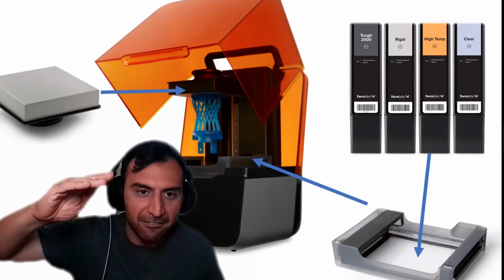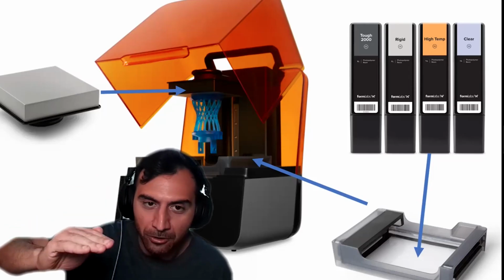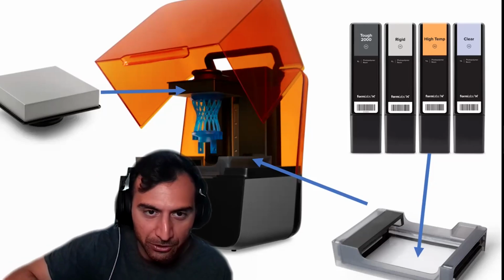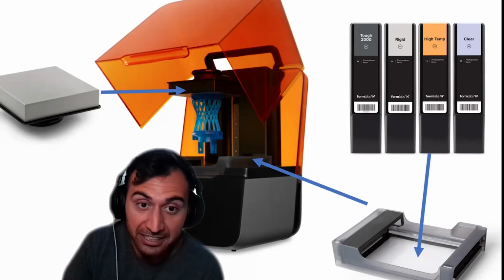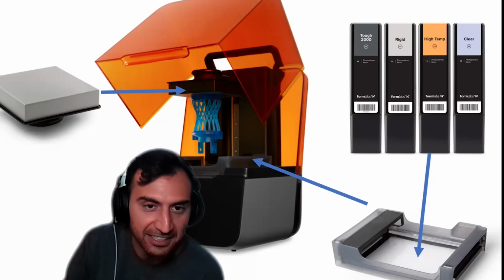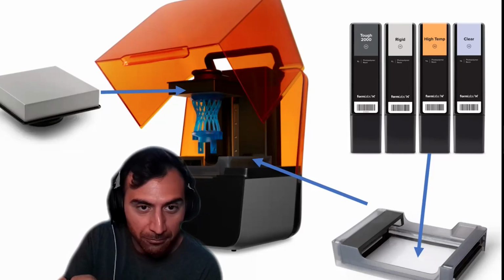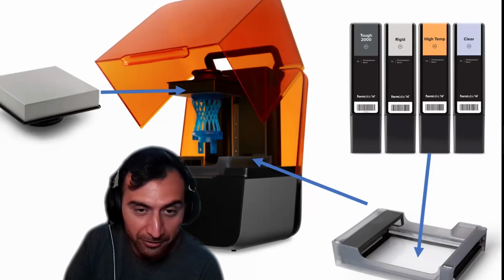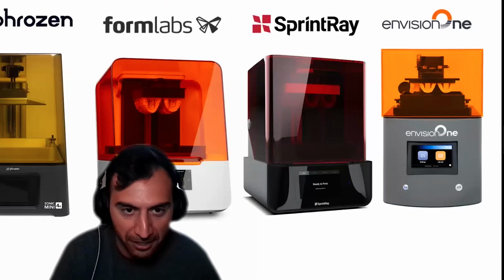Then there's a build platform, normally a matted metal platform on a motorized arm. That arm drops into the liquid resin, and then the light starts to cure. It cures one layer and sticks it to the plate. Then the arm goes up a little bit, typically micrometers, we're talking in the micron range. It goes up, cures the next layer, goes up, cures the next layer, goes up, cures the next layer. One layer at a time, it builds your object.